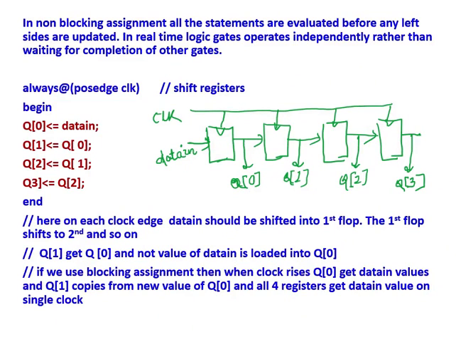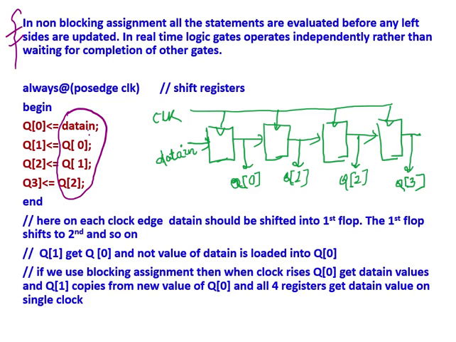In non-blocking assignment, all the statements are evaluated before any left sides are updated. In real logic, gates operate independently rather than waiting. This is very, very important, this line. For example, with always @(posedge clock), you will understand what this line means. Q0 is data in. So first, data in, Q0, Q1 and Q2 will each get their own respective values.